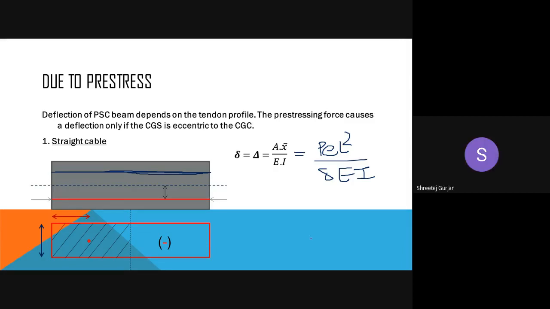Positive, sir. Why is it positive? Can you explain? Because the line of action is above the center, above the neutral axis. Whether it is sagging or whether it is hogging? Sagging. It is hogging, sir.